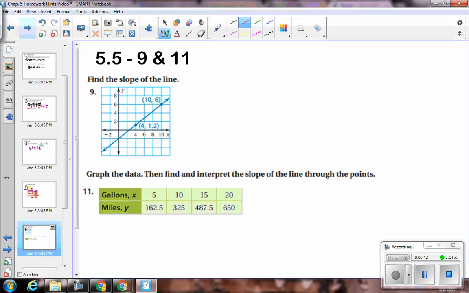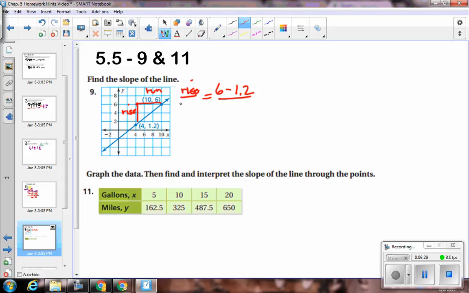Okay, in 5.5, we're finding slopes of lines. And we're also relating that to unit rates. So when you find the slope of the line, you want to make a little staircase going from one point to the next. And from that, we're going to find the rise and the run. So for the rise, we're seeing how much there's a change from y being 1.2 to 6. So we have to take 6 minus 1.2 to get the rise.